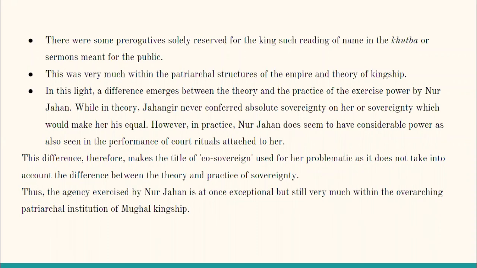This difference therefore makes the title of co-sovereign used for her problematic, as it does not take into account the difference between theory and practice of sovereignty. Thus, the agency exercised by Nur Jahan is at once exceptional, but it is still very much within the overarching patriarchal institutions of the Mughal kingship. Therefore, in this context, coins as a source of history become important, because a heavy reliance on literary texts has given rise to some biased narratives. And in such a case, when we have so many literary texts, it becomes all the more important to look at other material sources, particularly coins, before making any conclusions.